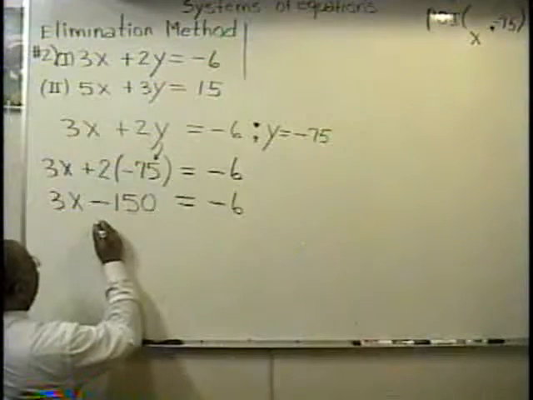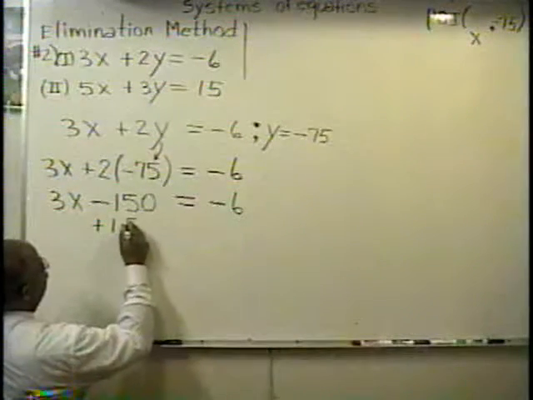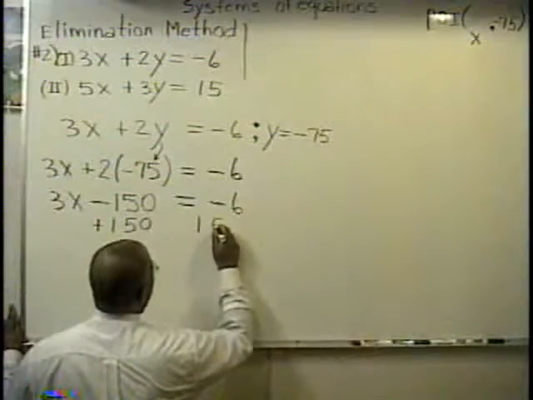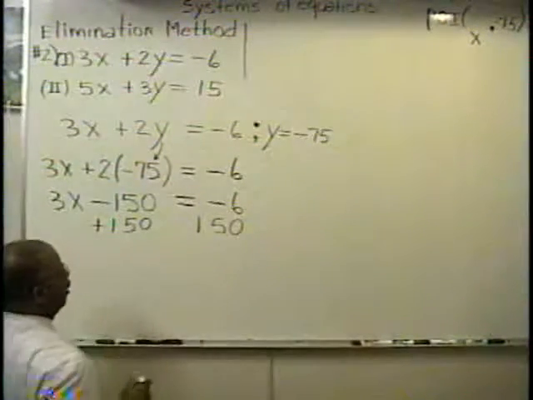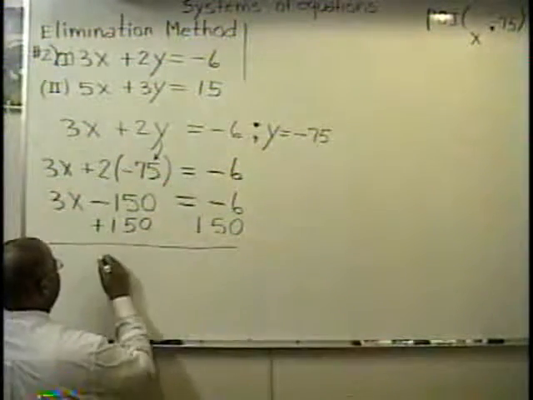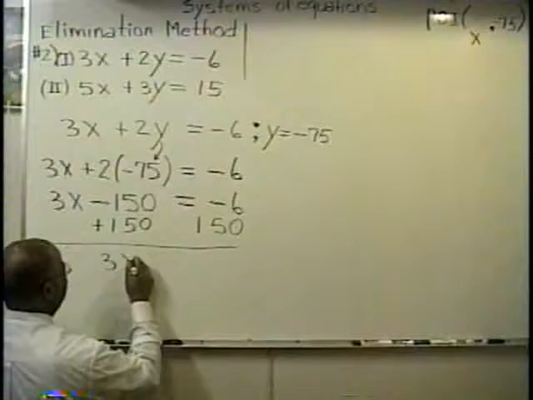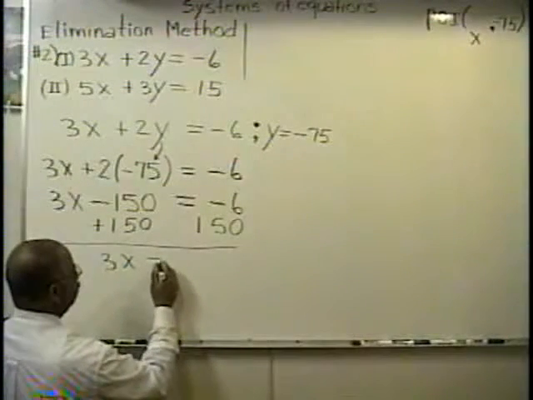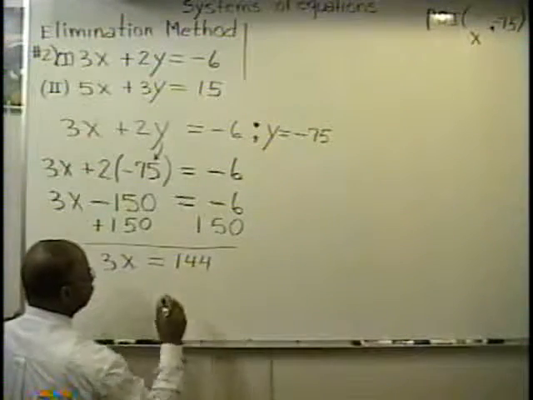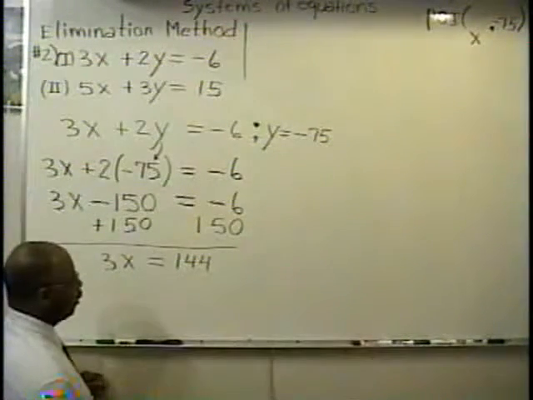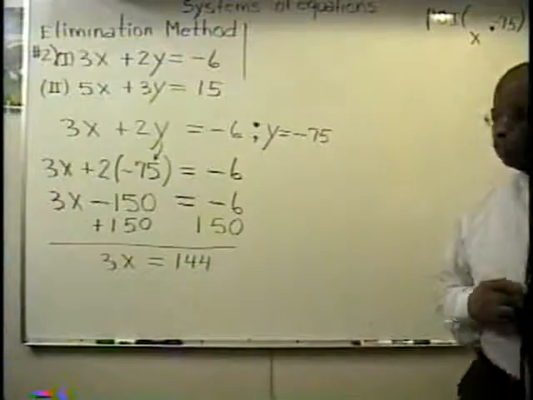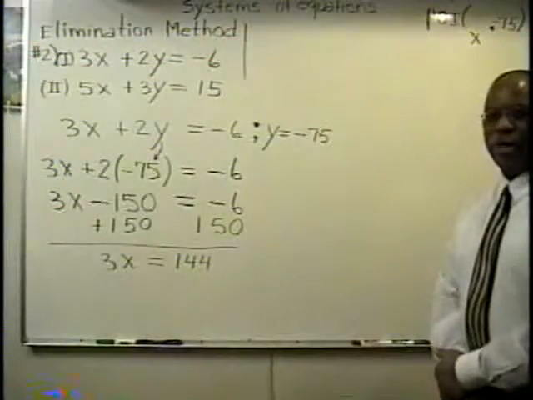So now I get plus 150 plus 150 on the left side and the right side of the equals sign. So now I get 3 times x. That's equal to 144. Very good. Okay. So now what do I do? What do I do now?